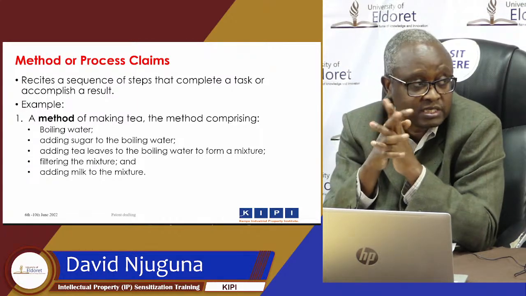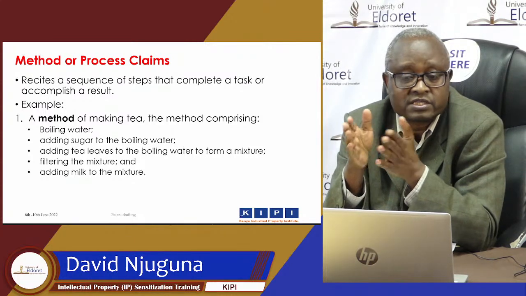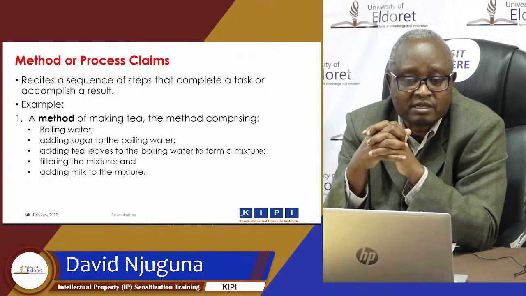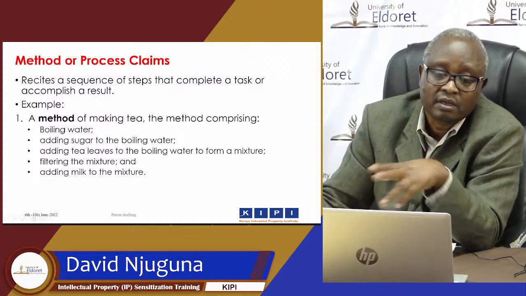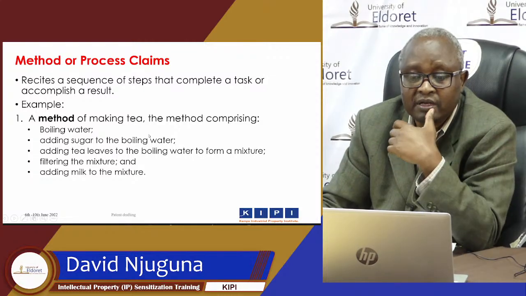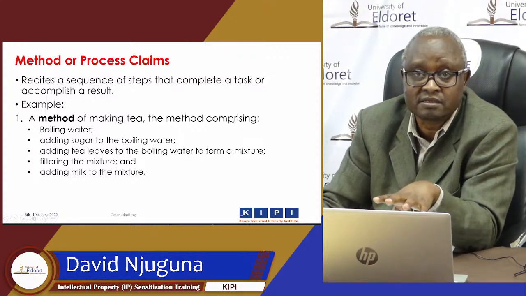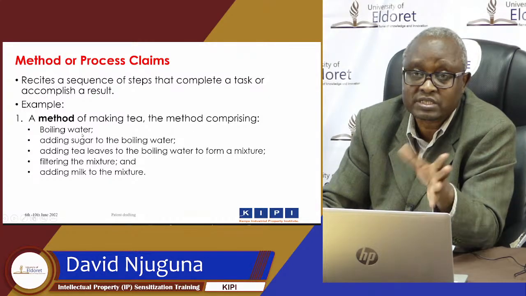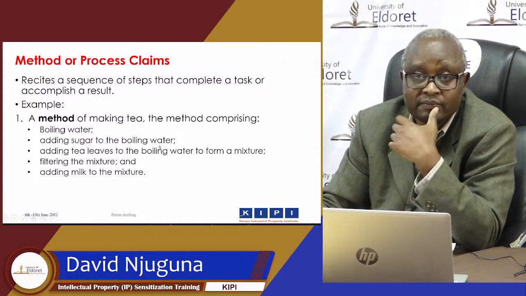This is the category of the method or process claims. So these sort of claims recite the sequence of steps that complete a task or accomplish a result. An example there is a method of making tea. The method comprising, again, you can see it's a method. The intro is a method of making tea, so it's clear from the beginning. Then you see the method comprising. This is the transition. So whatever comes after the word comprising is now what is being protected. Yeah, boiling water, that's the first step. Adding sugar to the boiling water.